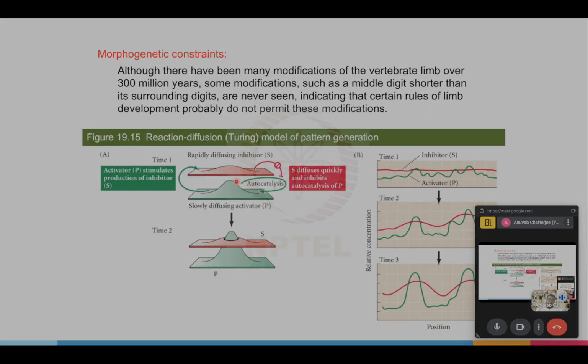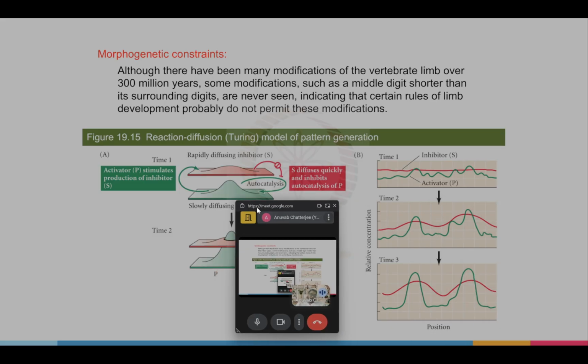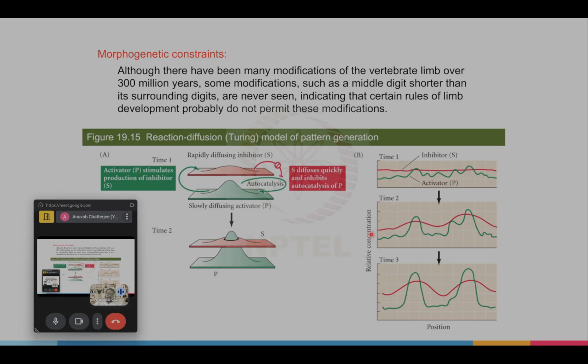So after some time, the peak of P will rise even further, because this is the only point at which P is being produced and autocatalyzed by itself, whereas everywhere else it is being inhibited by S. So you will have this huge peak coming up from a seemingly symmetrical tissue field. This is what it looks like as a graph.